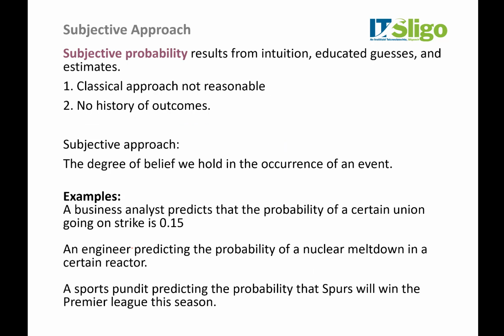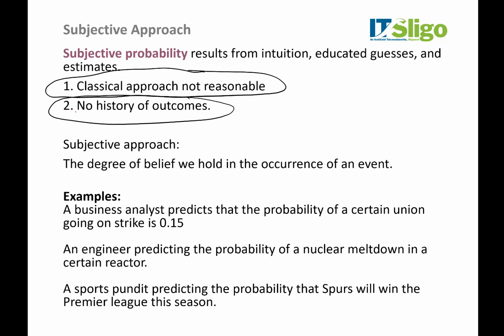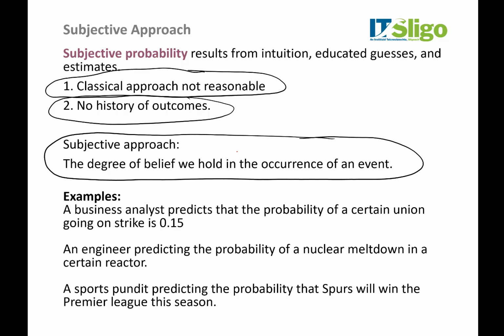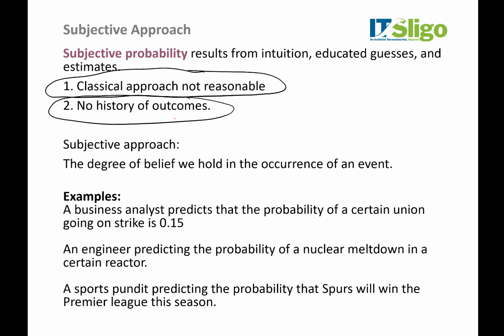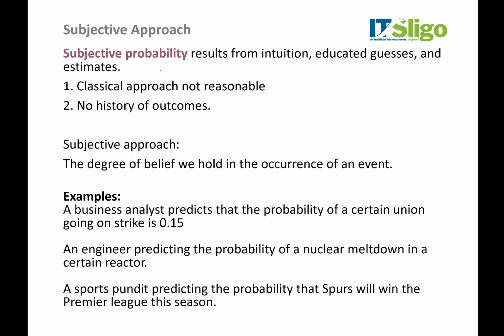And then there's the subjective approach. The subjective approach results from intuition. This is really where the classical approach isn't possible, because it's never really happened before, and there's no history of outcomes, so we can't rely on old experimental results to figure out what's going to happen. So usually it's about getting an expert's opinion, somebody who knows the field of the event we're examining, and we ask them what they think. And then you might get several experts and slowly gather the probabilities that way.